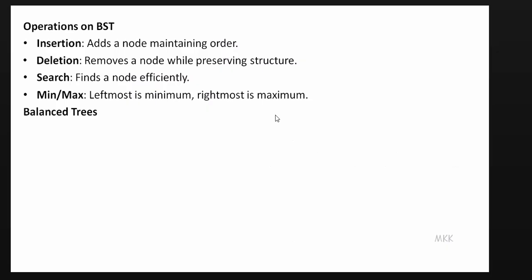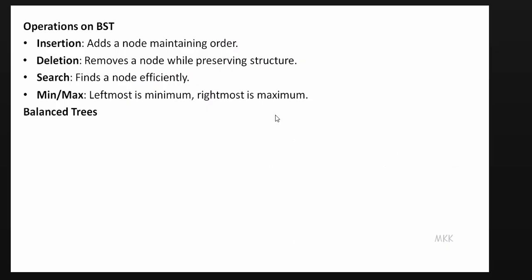Insertion adds a node maintaining an order. In a binary search tree, it contains only two paths, so it will maintain one order, and the element will be inserted on the left or right depending upon the situation. Deletion removes a node while preserving the structure. Search finds a node efficiently, as it is a binary search tree, the tree is divided into two equal parts.